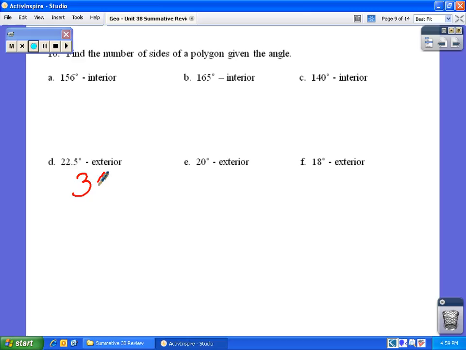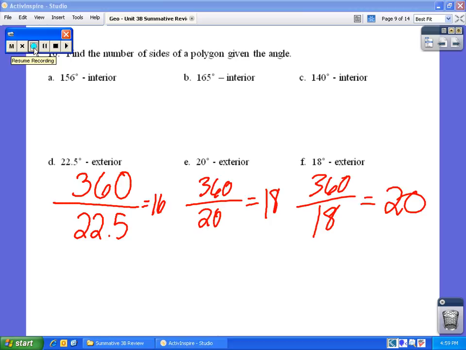To find n if we're given an exterior angle, the work is a little bit easier. All I have to do is 360 divided by 22.5, and that'll give me n. I found that D was a 16-gon, E was an 18-gon, and F was a 20-gon.